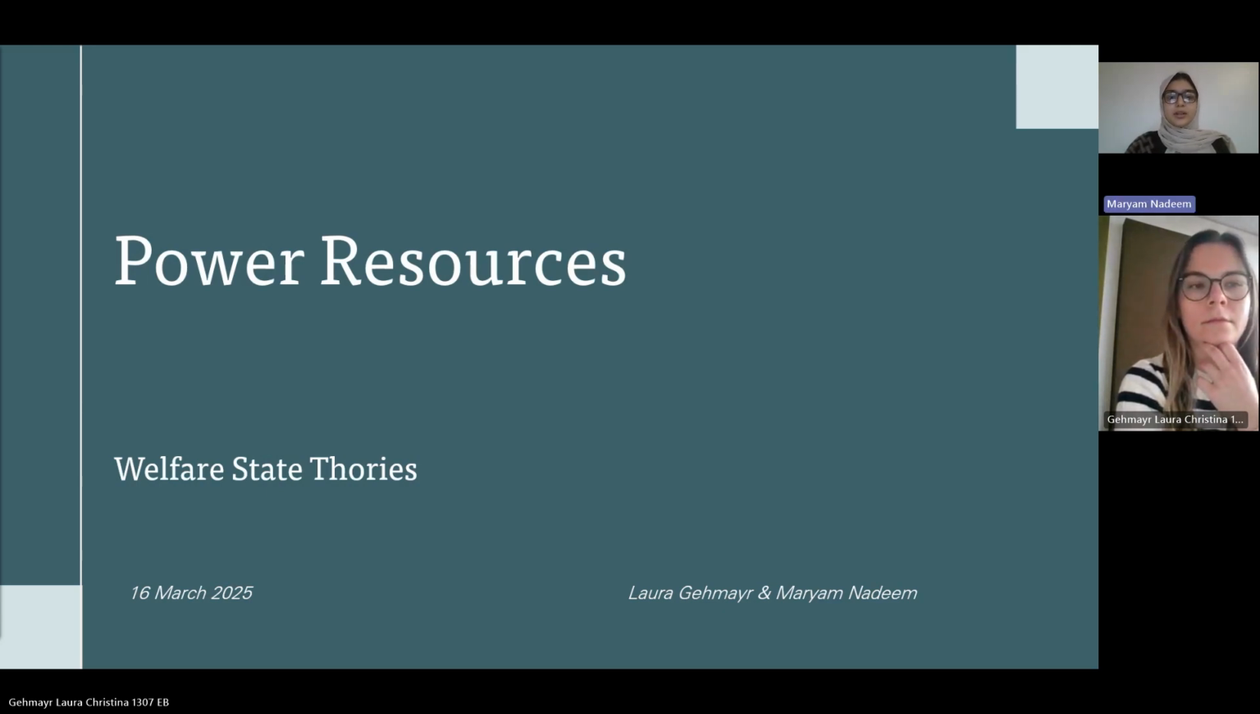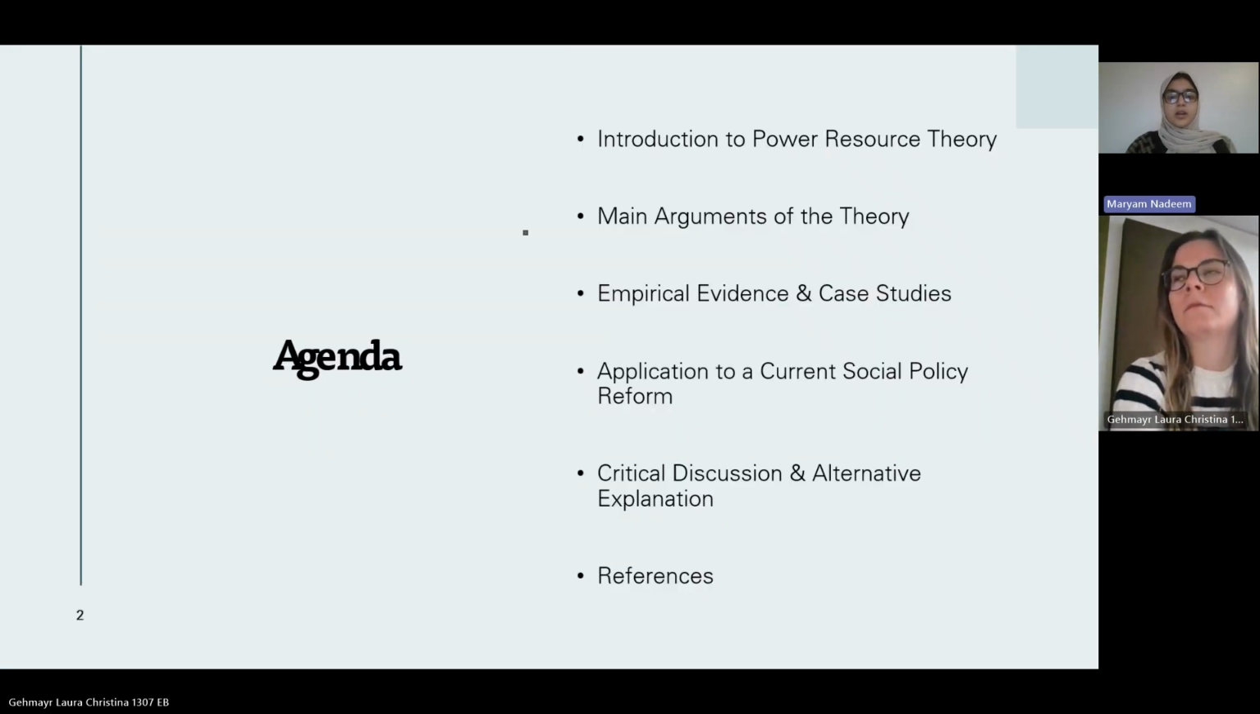In slide two, we are sharing the agenda. That's first a quick overview of the power resource theory. Then we will break down its main arguments. Further, we will look at some real world examples. Next, we will apply it to a modern case, particularly Trump's 2025 policies. And finally, we will be discussing some criticism, alternative viewpoints, and additional thoughts.